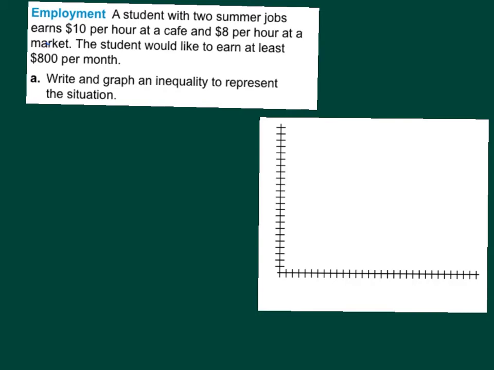So again, we have 2 unknowns here. We have the cafe, which I'm going to call X, and the market, which I'm going to call Y. Now we know they need to earn at least $800, so that is the smallest amount they need to earn. My cafe job is X, and I earn $10 an hour, so this is 10X, plus my market job, which is $8 an hour, would be 8Y. So there's my inequality: 10x plus 8y is greater than or equal to 800.